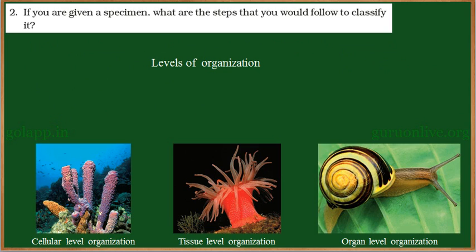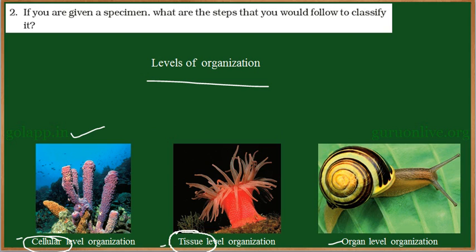In levels of organization, all multicellular organisms will show any of these: cellular level, tissue level or organ level. In the cellular level, there are many cells present, but each cell works independently. They do not group to form a tissue. Sponges come under this category.